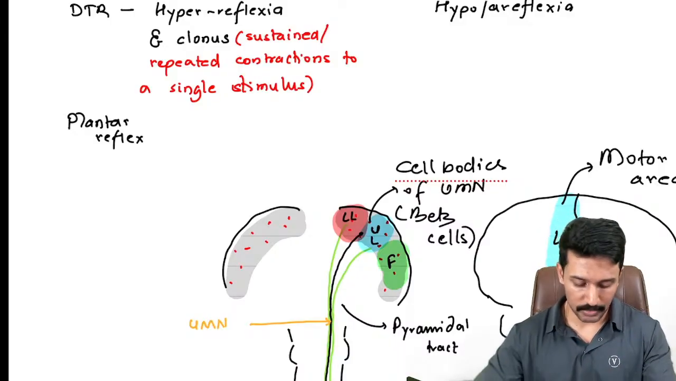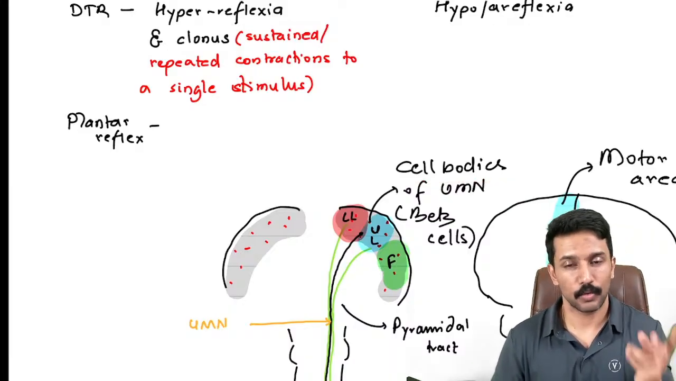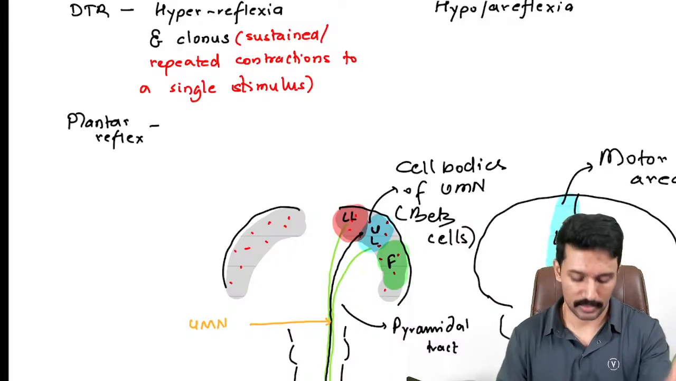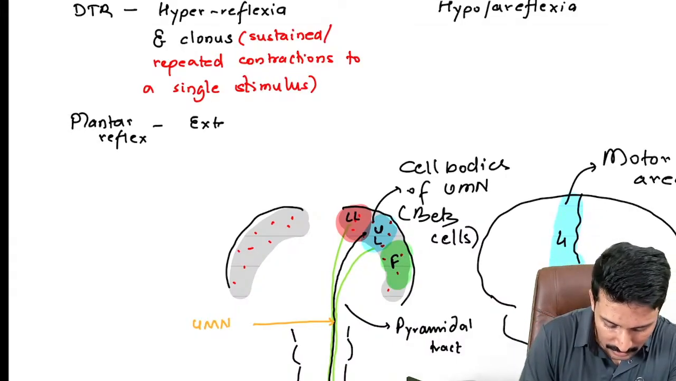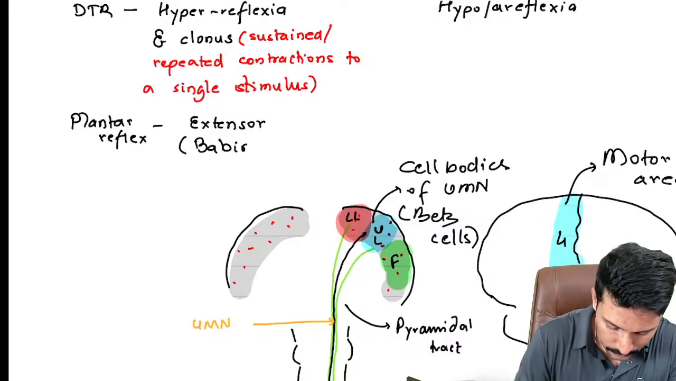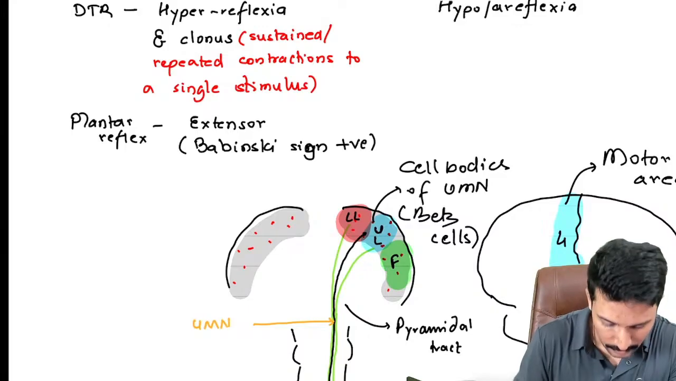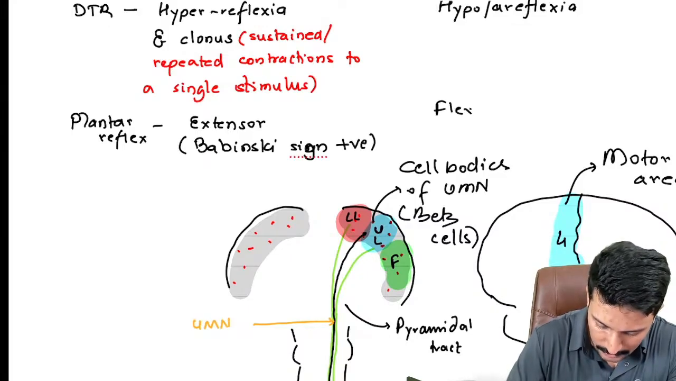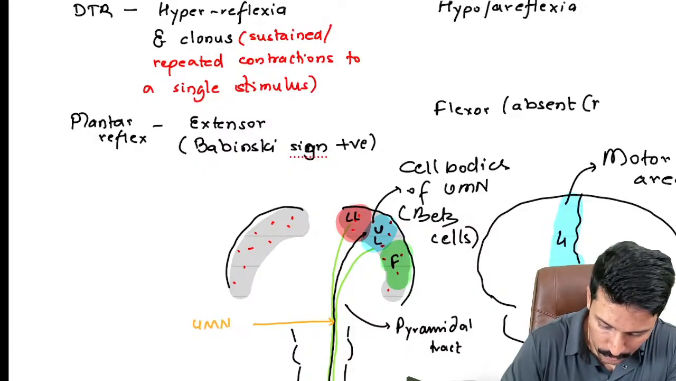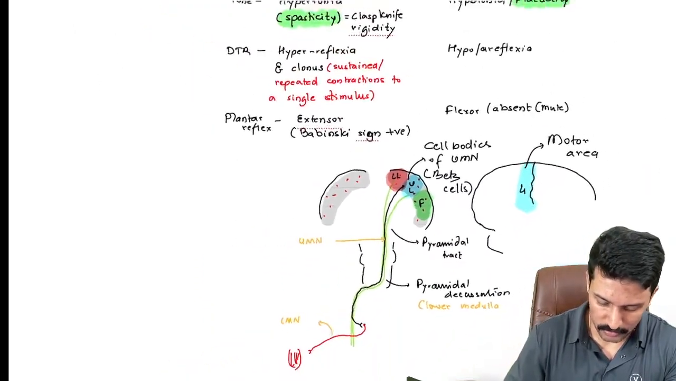So when UMN is damaged, you will have a plantar reflex which becomes the same as what you are born with, because UMN was switching extensor to flexor. UMN is gone, you're back to extensor. So you can have an extensor response, which is called Babinski sign, positive Babinski sign. But in LMN lesion, you can have a flexor response or an absent response. Absent response is also called mute response, right? It's also called mute response.